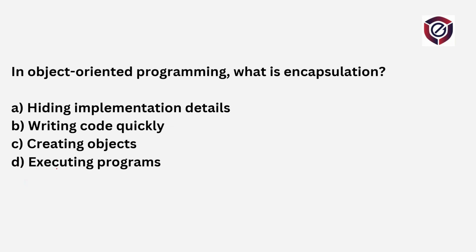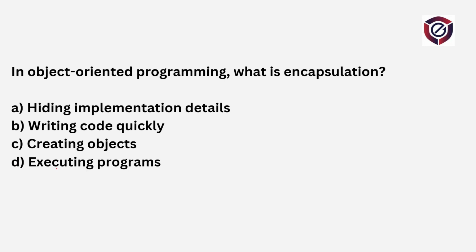In object-oriented programming, that is OOPS, what is encapsulation? Again, four options over here: hiding implementation details, writing code quickly, creating objects, executing program. Whenever we talk about encapsulation, it is hiding the implementation details and providing only the usage, or only the interface, for whatever function or functionalities we have in our code.